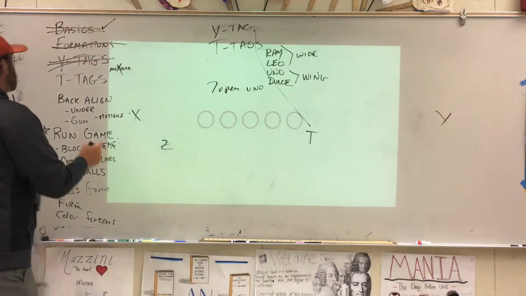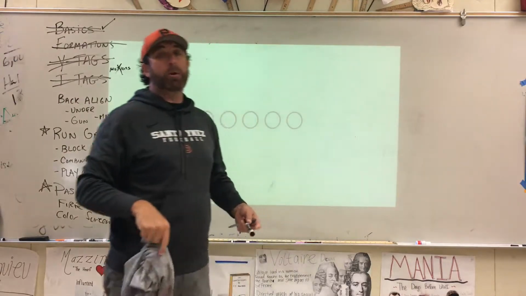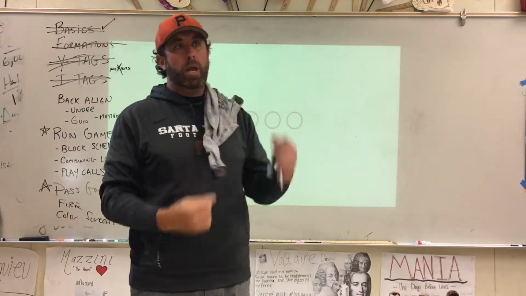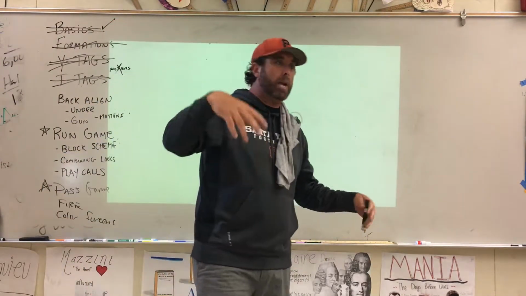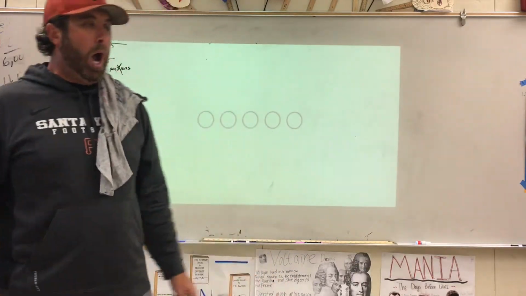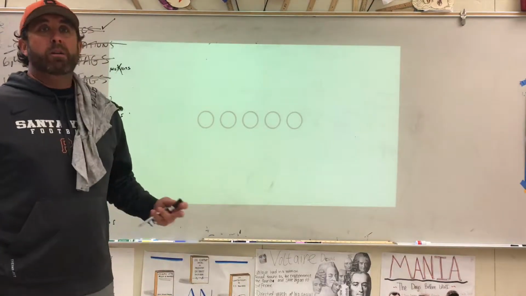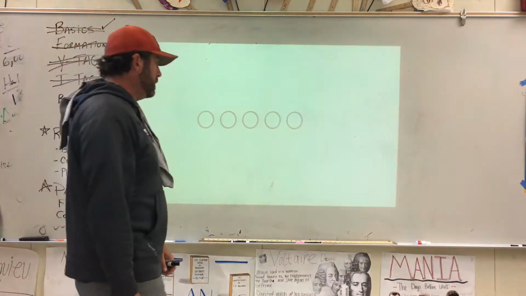All right, so those are our T tags. Those are not motions. So guys, with that 7 open ray, 7 open Leo, 8 open ray, 8 open Leo, 4 flex, 4 over, 7 over ray, you can do a ton of things. I recommend you play around with this, right? Just throw some numbers out there and move some guys around and see what you come up with.